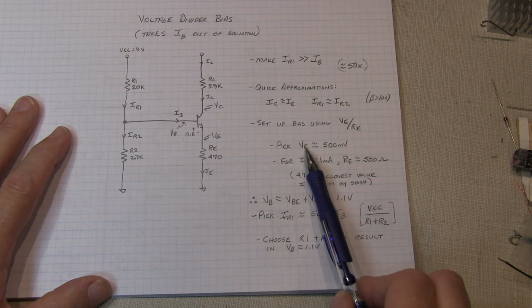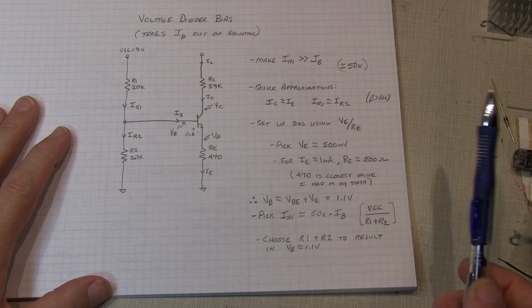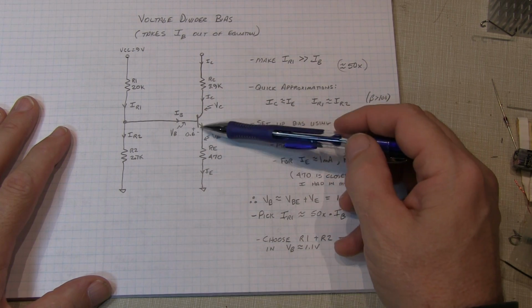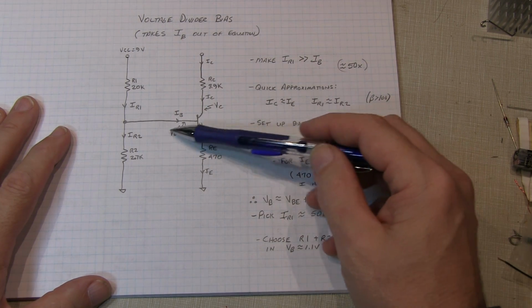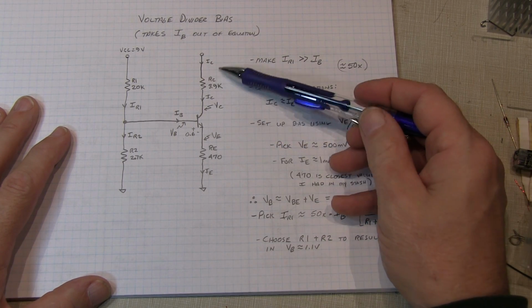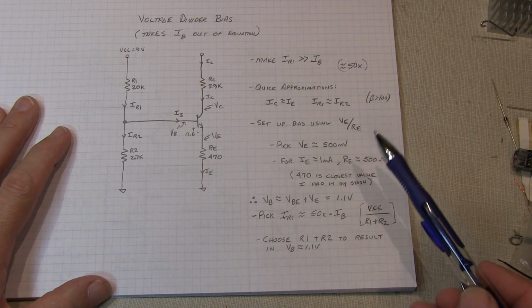So let's pick what emitter voltage we want. 500 millivolts is a pretty good starting value. It gives me enough voltage across here to make me a bit independent of VBE variations and other things. So it's a nice little starting point and doesn't steal too much headroom away from the available swing for the transistor.